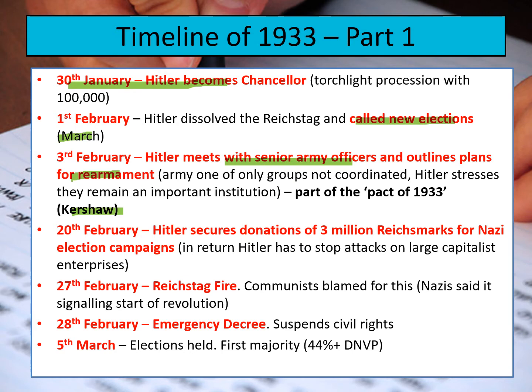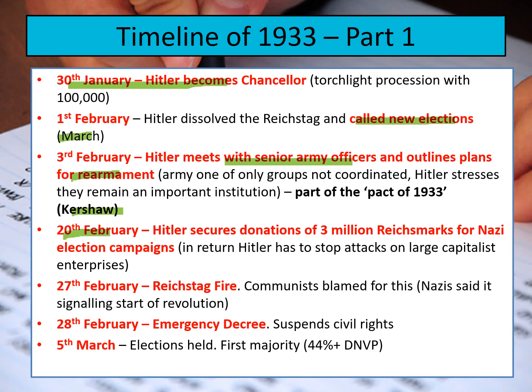So once he's thought about trying to win over the army, he then works on trying to win over the big business leaders, because if he's going to fund rearmament and help the economy recover from the Great Depression and provide the work and bread that he's promised the German people, he's going to need the support of the big businesses.